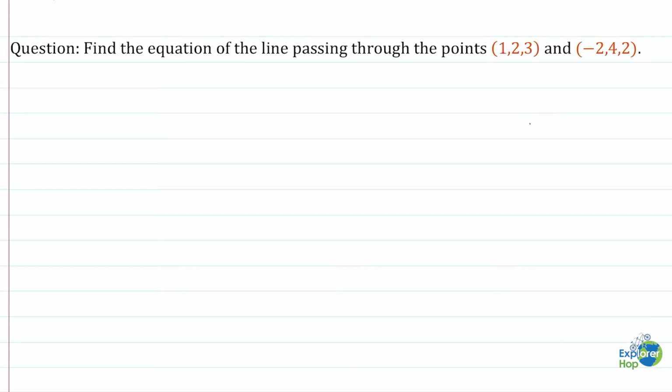In today's worked example, we'll be finding the equation of a line that passes through the points (1, 2, 3) and (-2, 4, 2). So let's start. First I'll call the point (1, 2, 3) A, and the point B would be (-2, 4, 2).